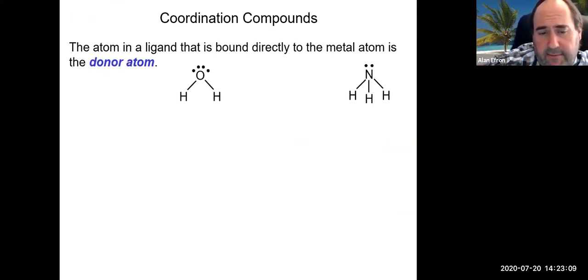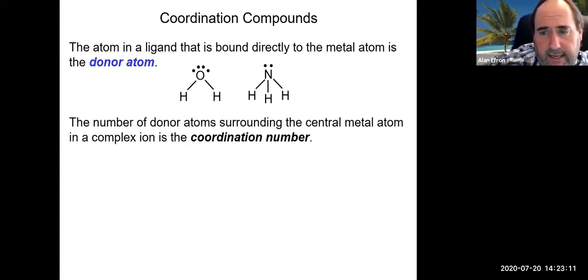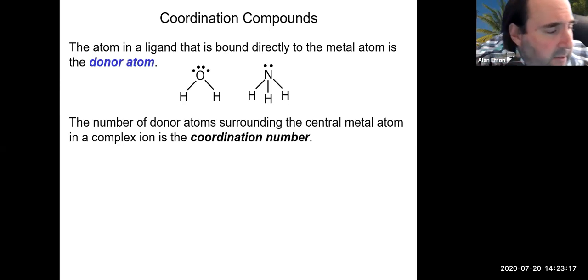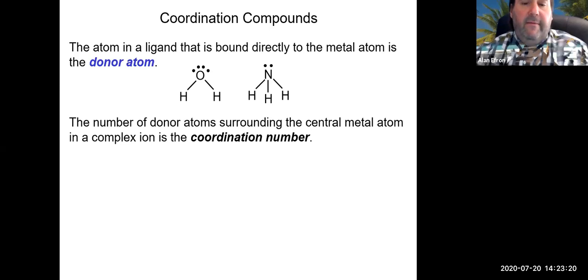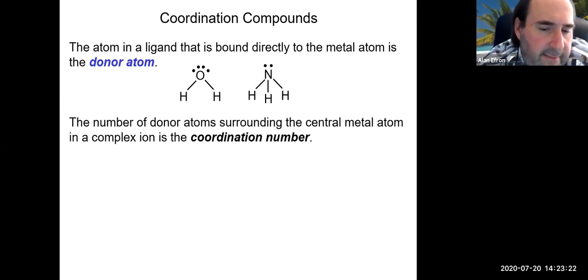Something that we touched upon, I think, in an earlier chapter is an idea known as coordination number. When we talk about the coordination number of a complex ion, it is basically how many donor atoms, or atoms that are directly attached to the metal in the complex ion.